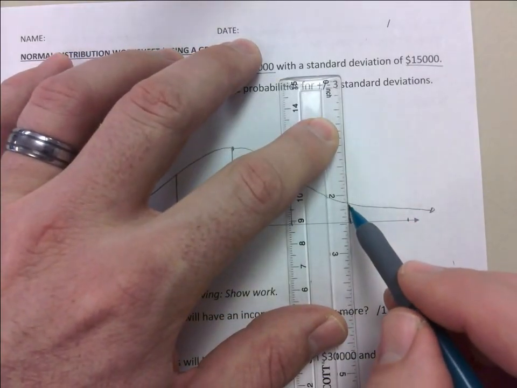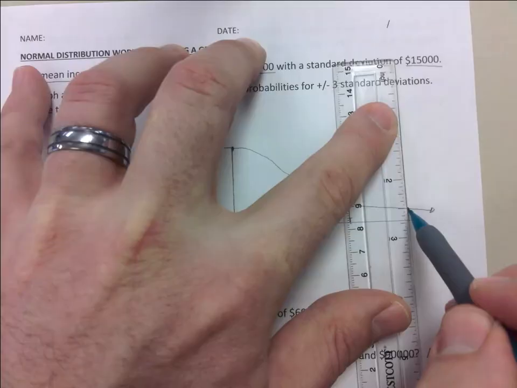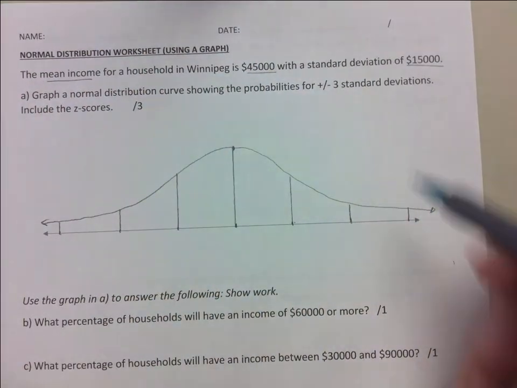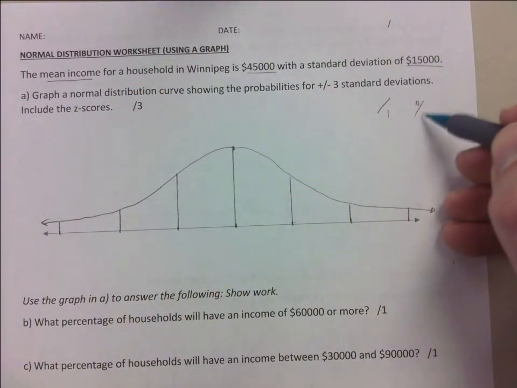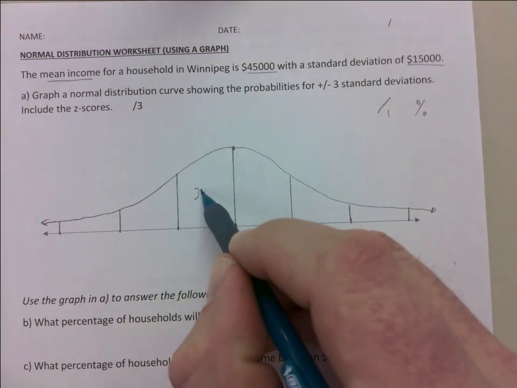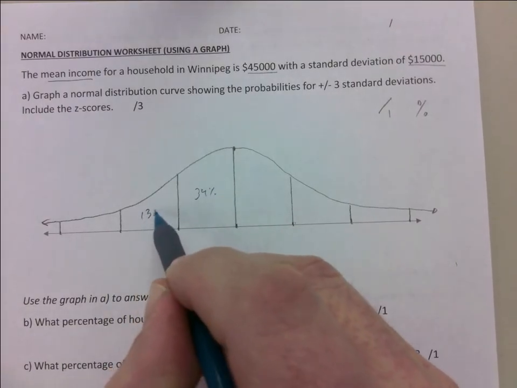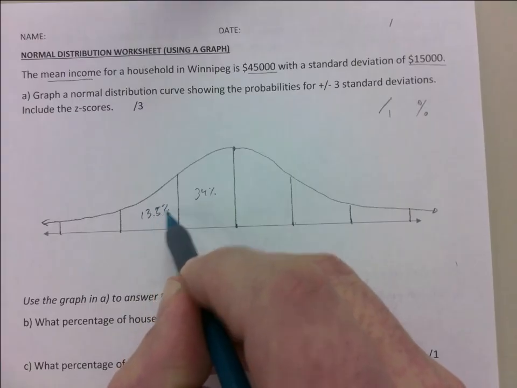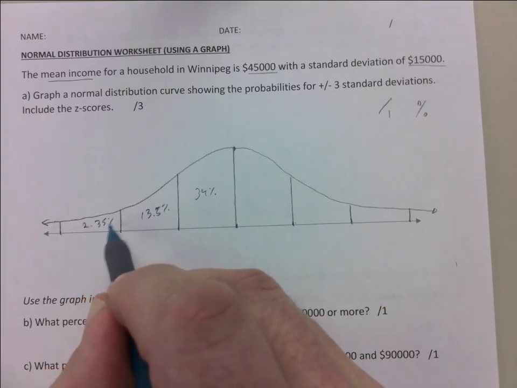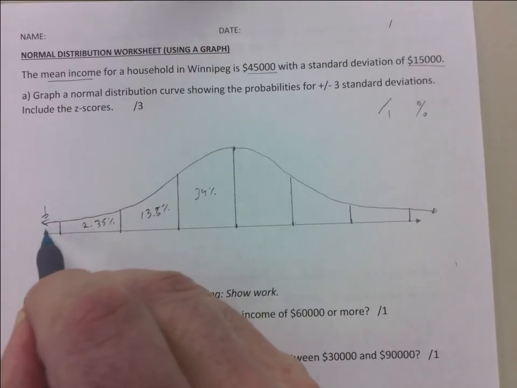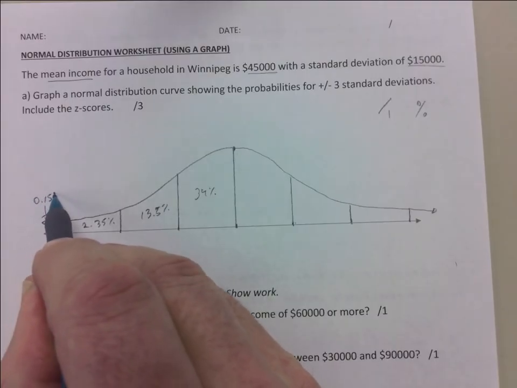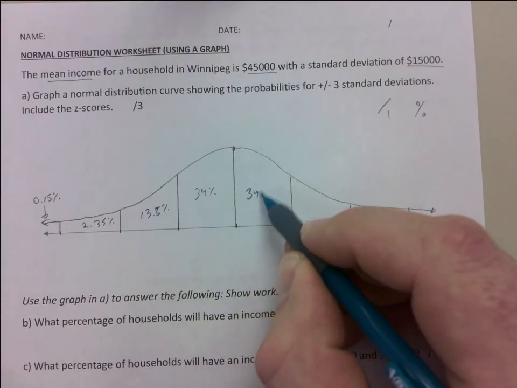So I give you 1 mark for the percentages. So I need to see 34, 13.5, 2.35, and under this little flap here, it's 0.15. And then just copy this.